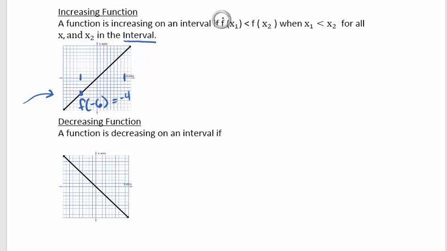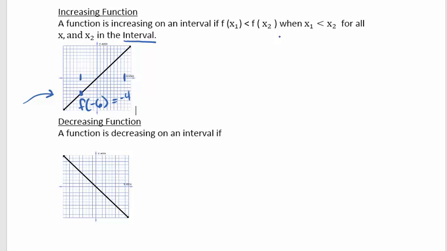So f of x sub 1, when we evaluate the function at this location, is less than f of x sub 2. We're using this language to talk about anywhere on the interval. Anytime my first x coordinate is smaller than my second, the function value at that first coordinate is going to be smaller than the function value at the second. That's how we describe it using precise mathematical language.